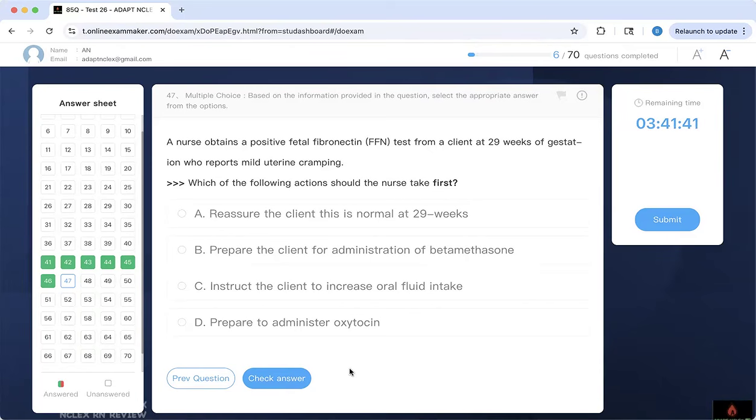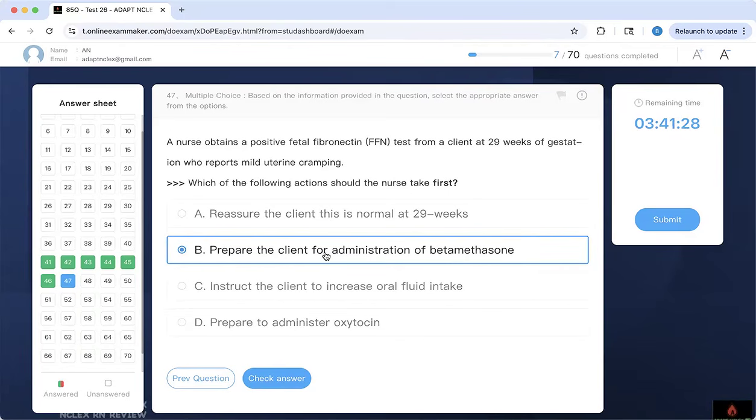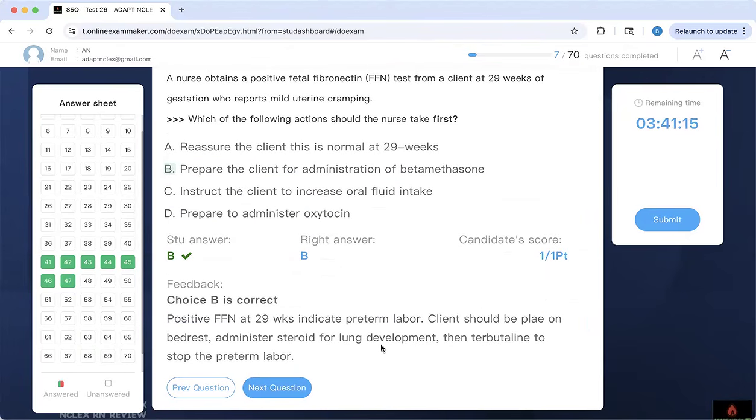If you see it in between, at 29 weeks when the baby is not ready to come out, this is preterm labor. We have a problem. The baby is going to come out. So what you're going to do is give them steroids to help their lung function. This is not normal at 29 weeks. Oral fluid is not going to cost them anything. If you give them Pitocin, the baby is going to come out quickly. So that's the key. A positive fibronectin indicates preterm labor, which will need help with the development of the lung.